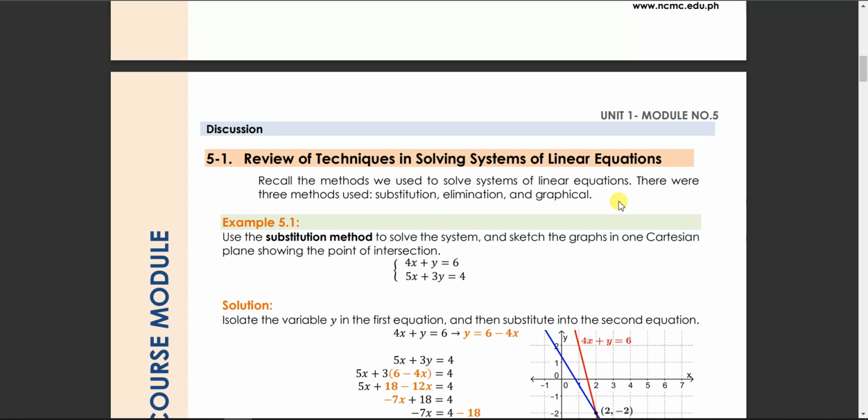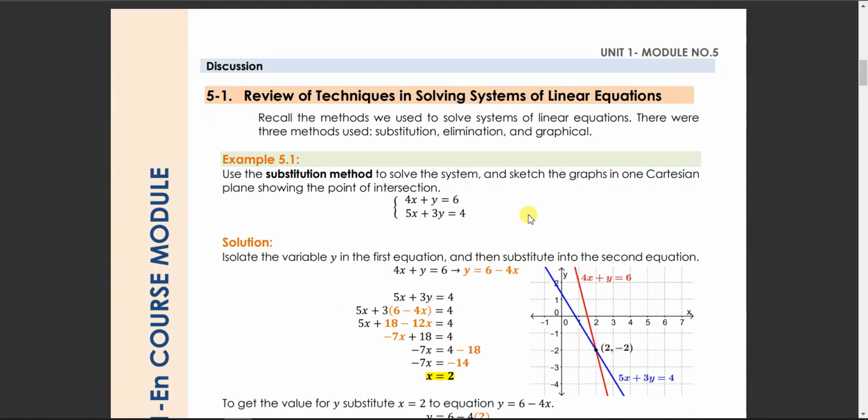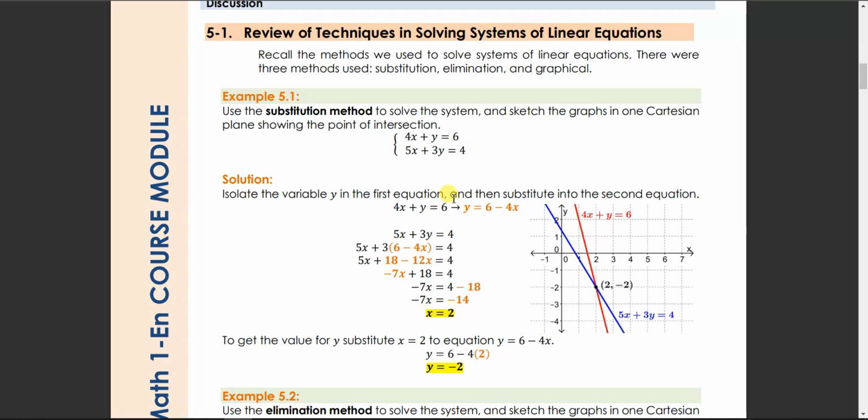So first, we have example 5.1. We are going to use the substitution method. So recall, how do we use that? For this example, use the substitution method to solve the system and sketch the graph in one Cartesian plane showing the point of intersection. This is the given equation: 4x plus y is equal to 6 and 5x plus 3y is equal to 4. So how do we solve that?